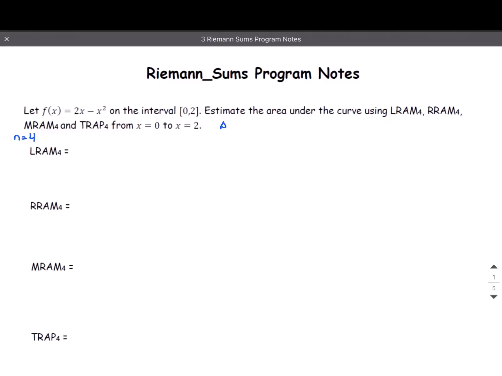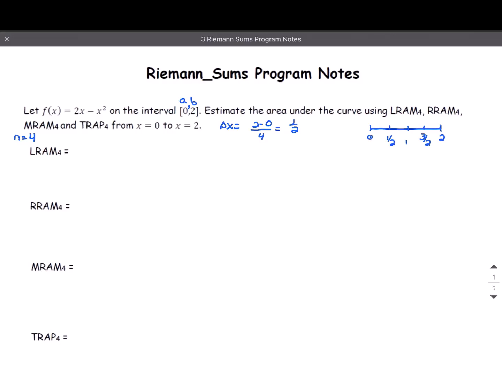We also need to know our delta x. Our interval goes from 0 to 2, which means we do b minus a, so 2 minus 0, over the number of subintervals, which is 4. So our delta x is 1/2, which means when we separate this from 0 to 2, we're going to separate it at 0, 1/2, 1, 3/2, and 2. The length of each subinterval will be 1/2.